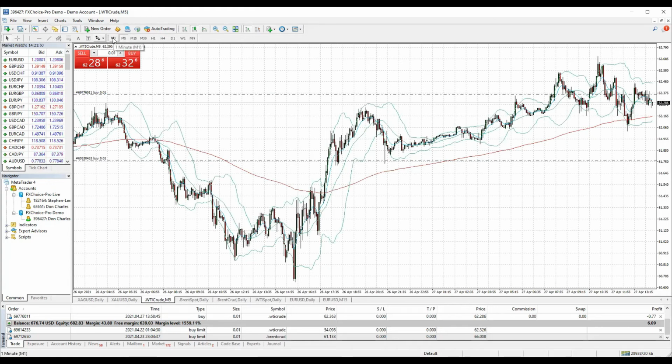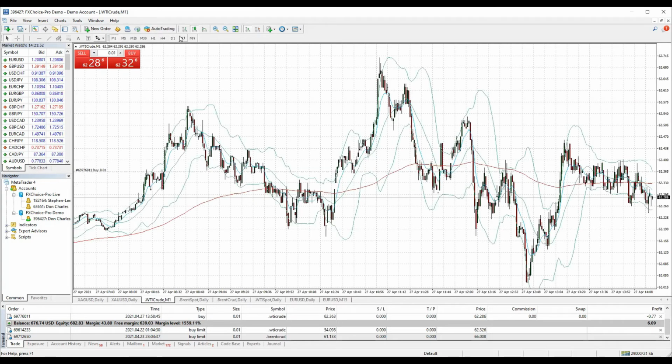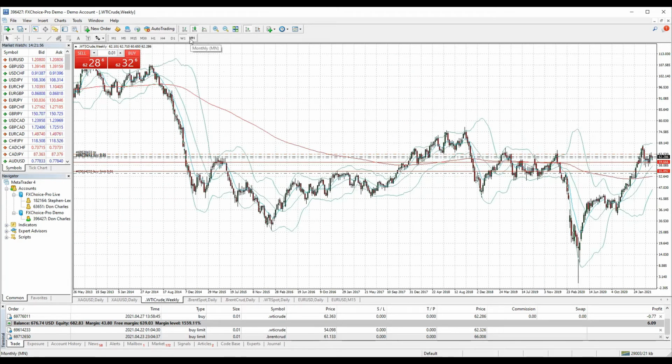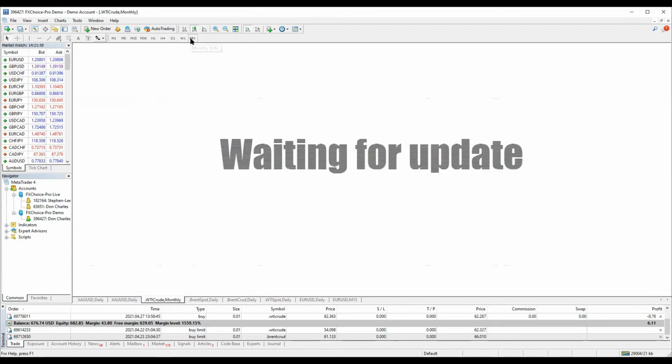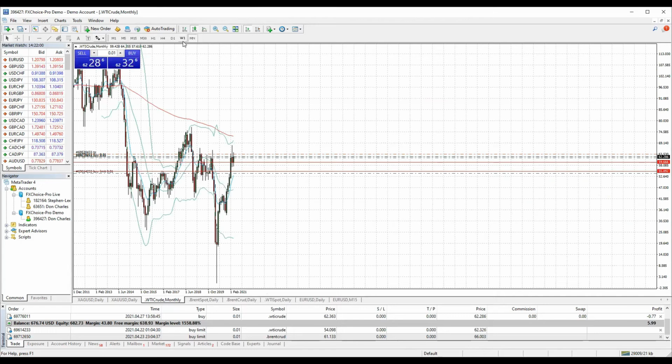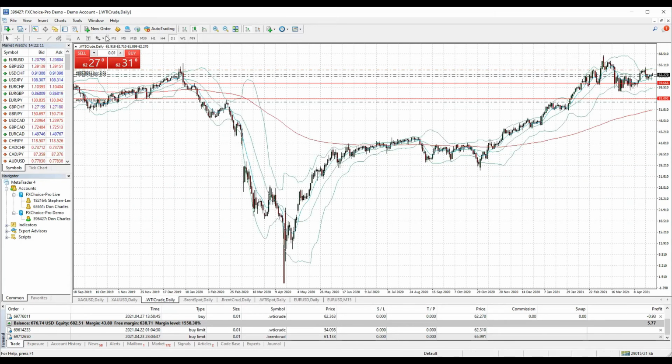I can view the 1 minute chart here. I can view the 1 week chart here. I can view the 1 month chart here. Let's return to the daily chart. This area up here shows different time frames for the candlestick charts. The longer time frames can show the overall direction in the price of the asset.